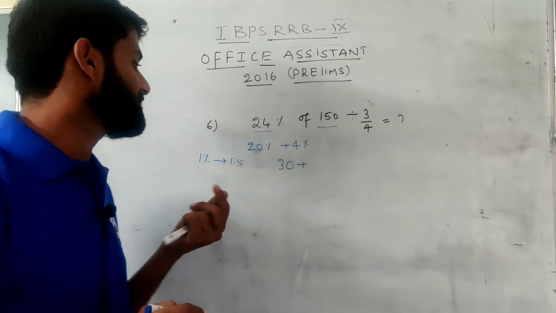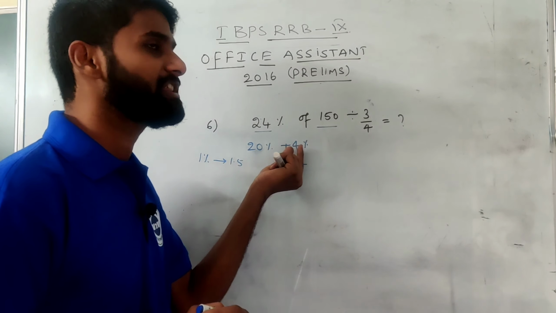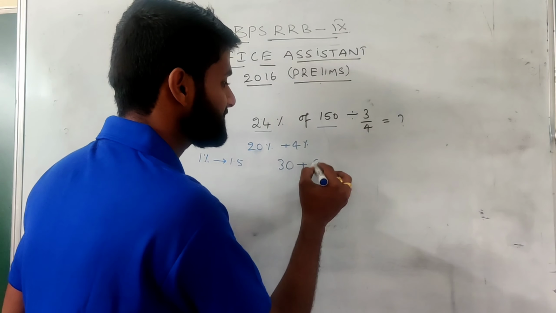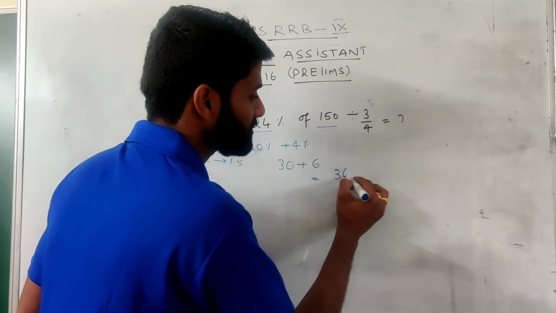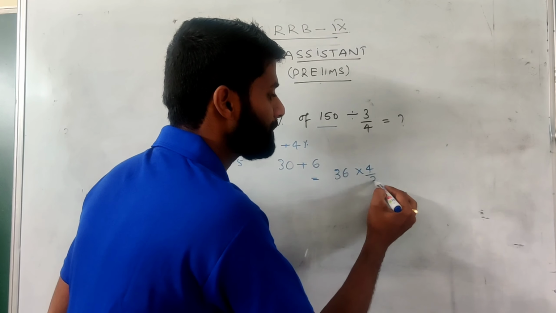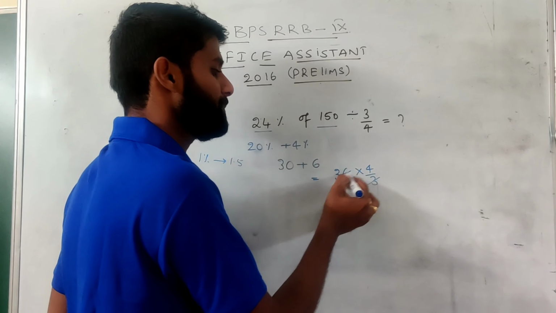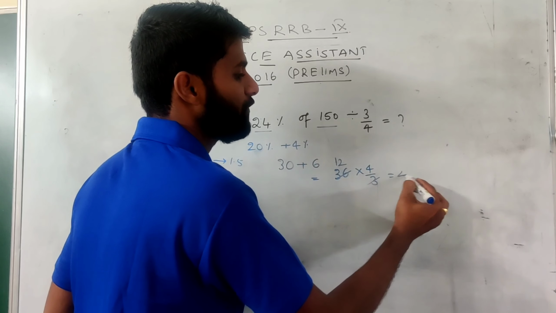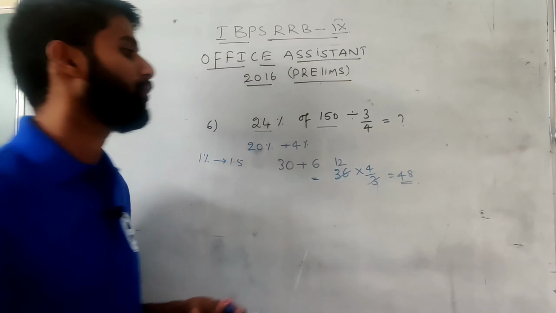We require 4%, which means this number I should multiply by 4 times. The value becomes 6. So the value which is equal to 36, divisible by 3 by 4, can be written as 4 by 3. Then 36 divided by 3 becomes 12, 12 4s are 48. Then the answer is equal to 48.